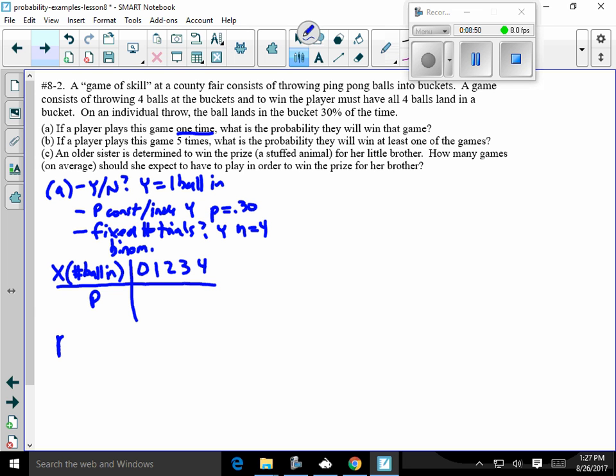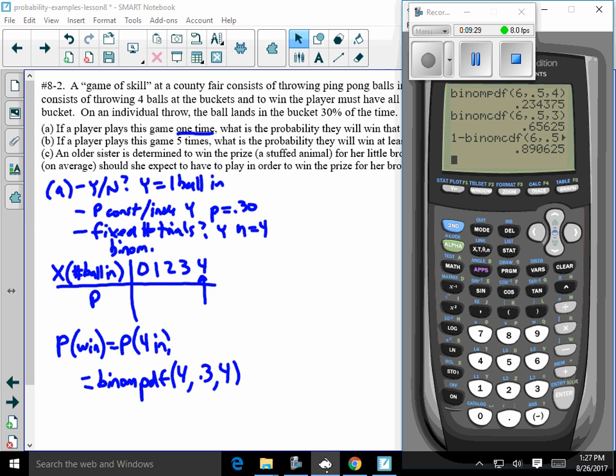So what we're asking is, what's the probability that we win the game? But winning the game requires that all 4 go in. So we have to have 4 go in for that to happen. And that's an exact case, the probability of exactly 4 going in. So I'm going to use binomial PDF, the P version, because it's a single case. The number of tosses we have is 4 that could go in. The probability of it going in is 30%, and we want the probability that exactly 4 go in, all 4. So we would go to the calculator and do binomial PDF.